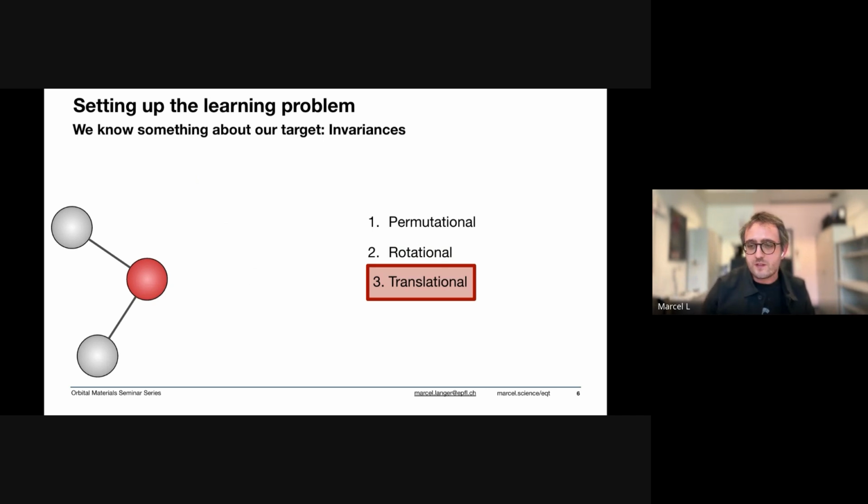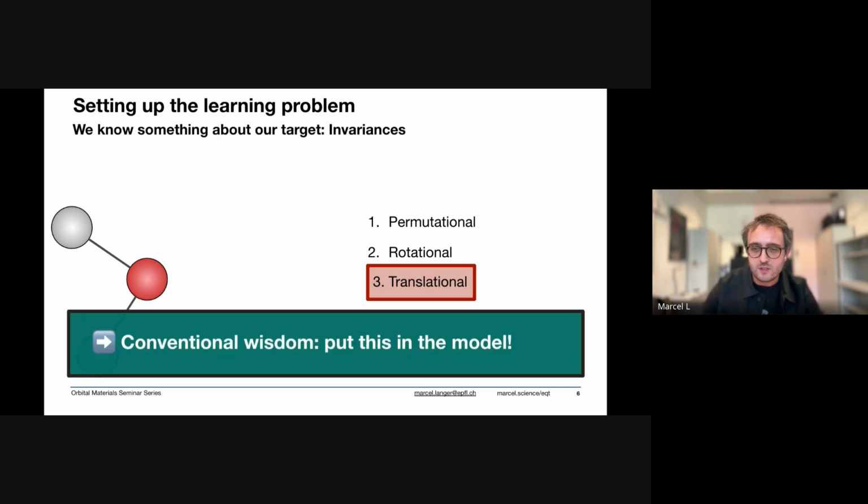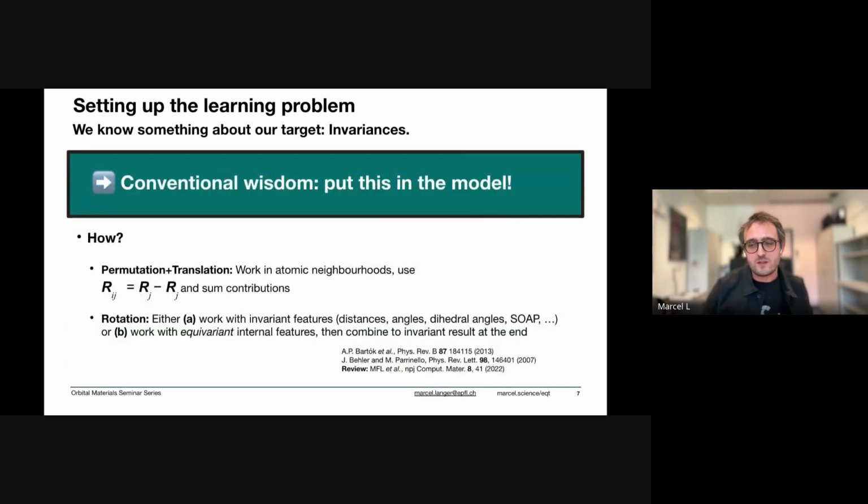And for many years, I think essentially since the inception of this modern concept of machine learning potentials, the received wisdom and the general empirical consensus was that it is essential to put these symmetries by construction into the machine learning models that one is trying to build. And let's briefly review how people do this in practice.